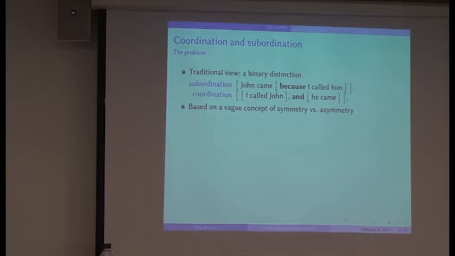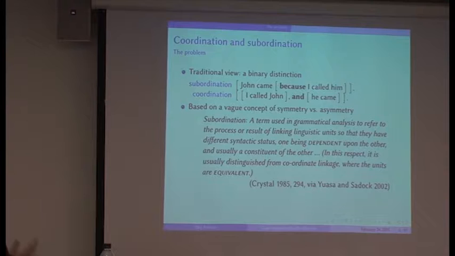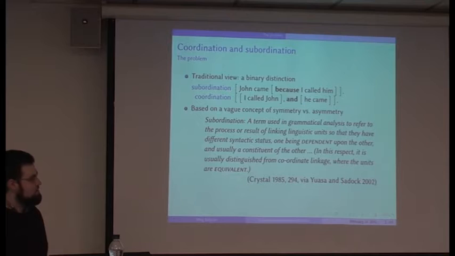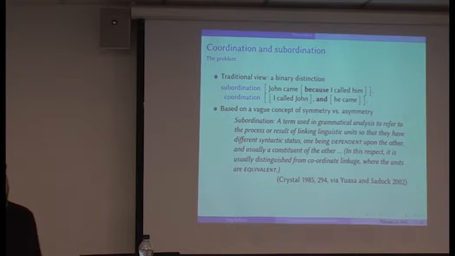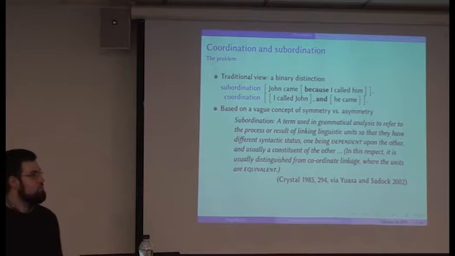A good example of the traditional approach is Crystal's definition in his Dictionary of Linguistic Terms, where he says that subordination is a term used in grammatical analysis to refer to the process or result of linking linguistic units so that they have different syntactic status, one being dependent upon the other and usually a constituent of the other. He says it's distinguished from coordinate linkage in that in coordinate linkage they're equivalent. But of course, in traditional grammar, such terms as being equivalent or being dependent are not strictly defined. But in most cases, it is quite clear what we are talking about. So we have clauses which have some sort of dependency, and some clauses which don't have this dependency.